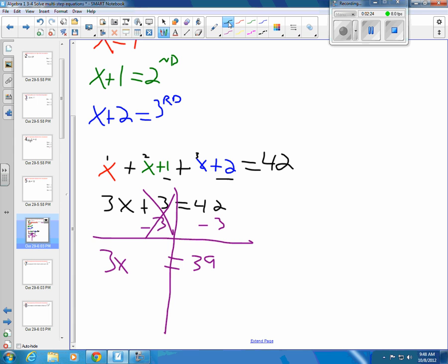And I think I'm out of color choices here, so I'll go back to black. So I'm going to divide by 3 here and divide by 3 here. And when I divide 3 by 3, I get 1. So that's 1x is equal to 39 divided by 3. Well, 3 divided by 3 is 1, and 9 divided by 3 is 3, so that would give me 13. So my final answer is x equals 13.